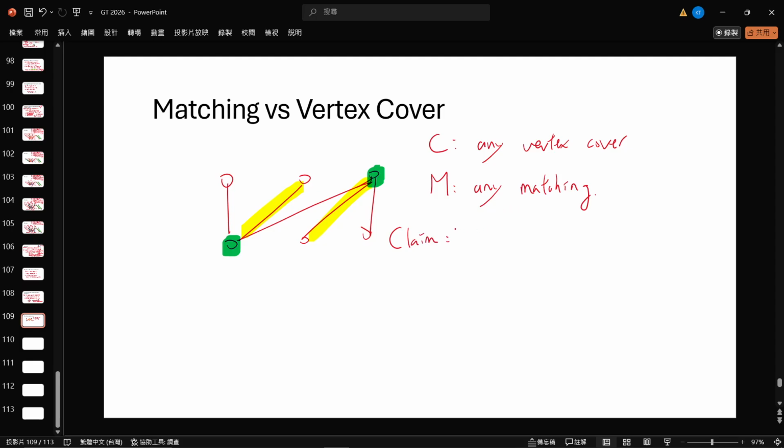So my claim is the size of the vertex cover is always greater than or equal to the size of the matching. In other words, the size of M is upper bounded by the size of the vertex cover. Okay, so it is at most the size of the vertex cover.